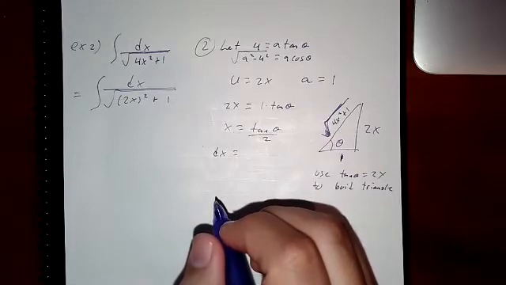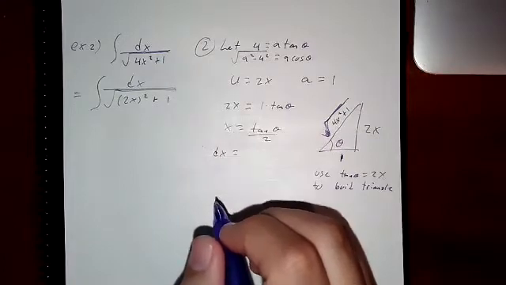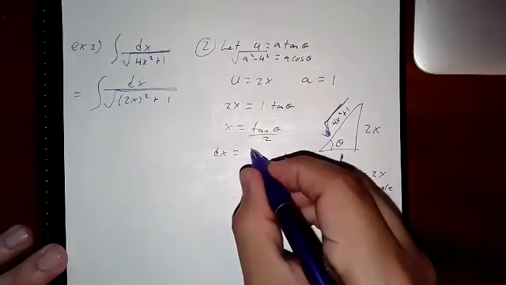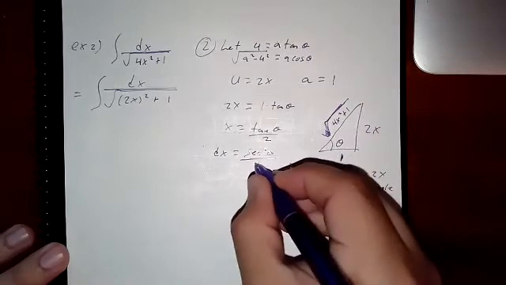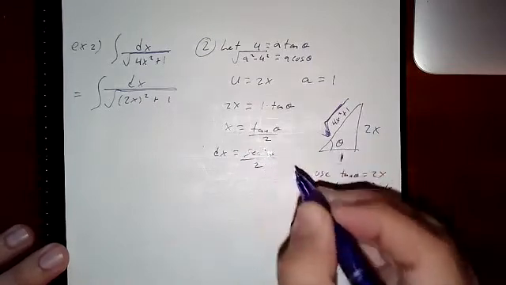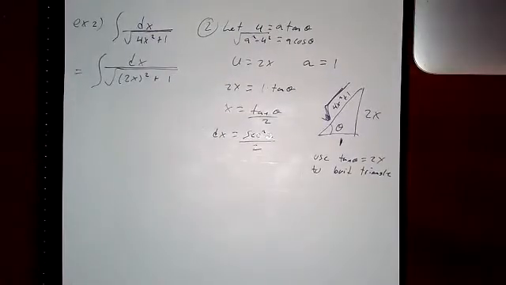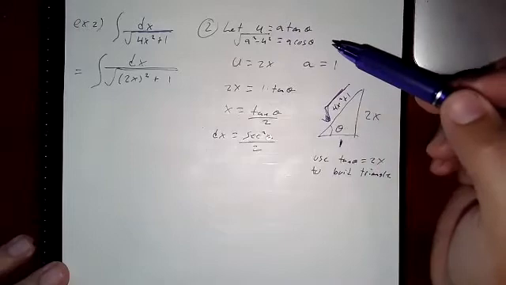I'm just doing K1, basic K1 stuff. It'd be secant squared, right? You guys remember? Derivative of tangent? Okay. We got x, we got dx. We also got to rewrite this guy here.